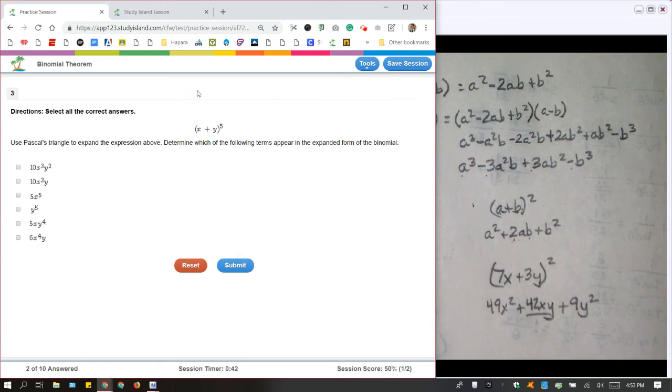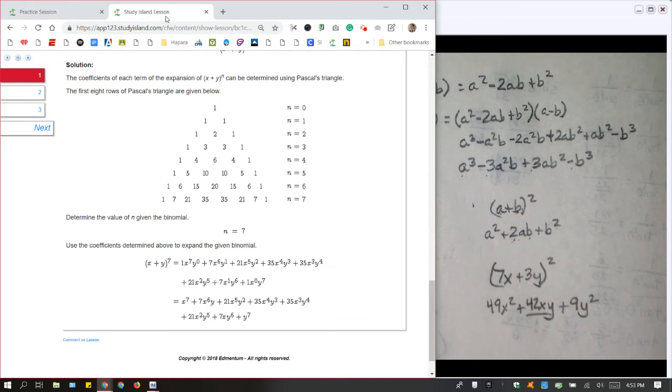Okay, so here's another type of problem you might run into. Use Pascal's triangle to expand the expression above. Determine which of the following terms appear in the expanded form of the binomial. So we have x plus y to the fifth power. If we go to Pascal's triangle, that's this row with 6 terms in it, where n equals 5.